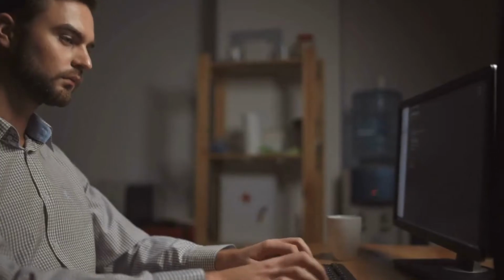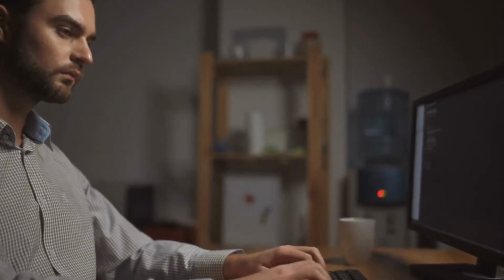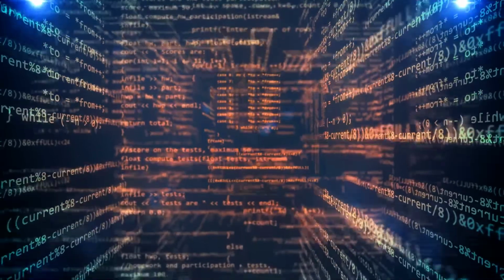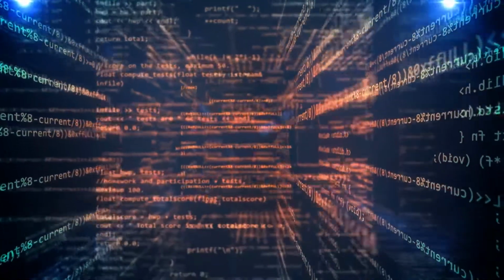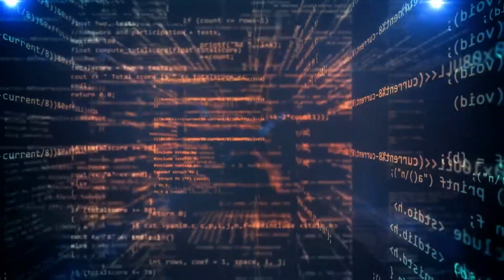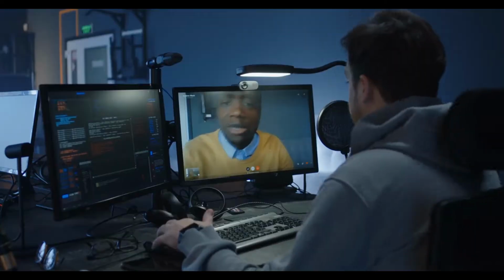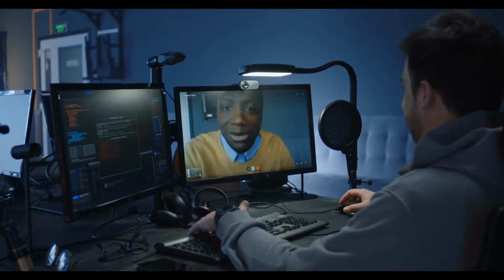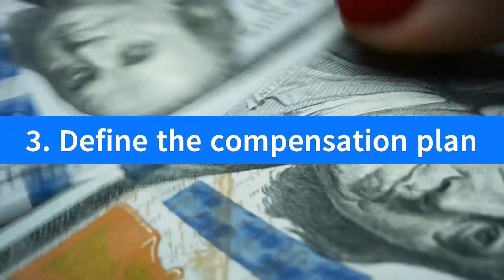You should be on the lookout for people with a wide range of both technical and non-technical skills. Technical skills could include programming languages like Python or Ruby, as well as knowledge of databases like MySQL and PostgreSQL. Non-technical skills might be something like knowing how to communicate effectively with team members or having a willingness to learn new things quickly. Define the compensation plan.